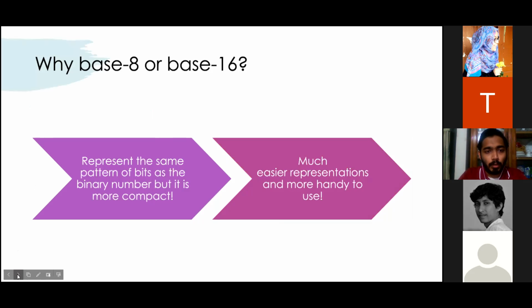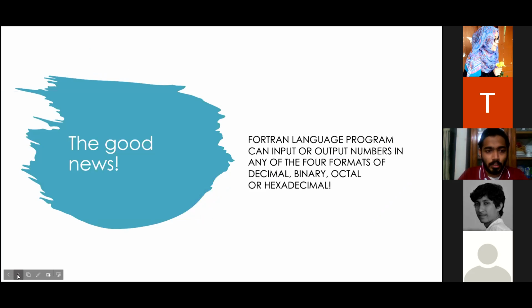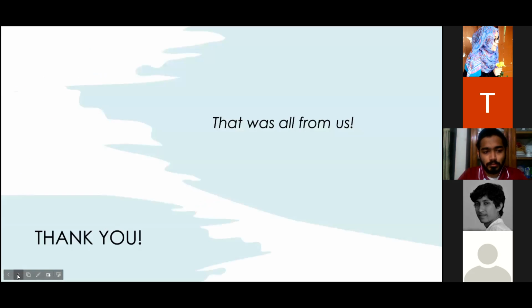So why base 8 or why base 16? It represents the same pattern of bits as the binary number, but it is more compact. Much easier representations are more handy to use. The good news is that the Fortran programming language can input or output numbers in any of the formats: binary, octal, or hexadecimal. That is all from us.